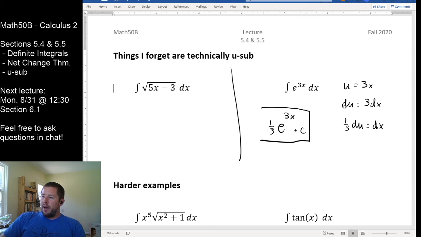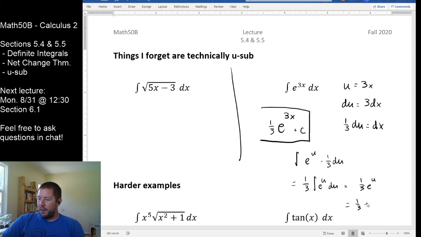So back at our u sub here, if we wanted to write this as a u sub, then now we get to rewrite this integral as e to the u, and dx just became 1/3 du. So this is really just 1/3 integral of e to the u du. And that's just going to be 1/3 e to the u, which is really just 1/3 e to the 3x, right? And I get my plus c's out here.